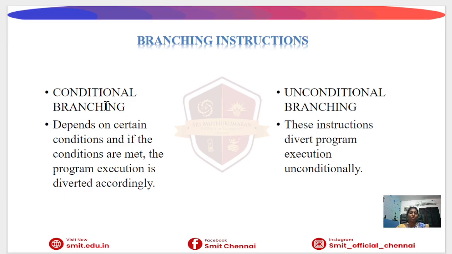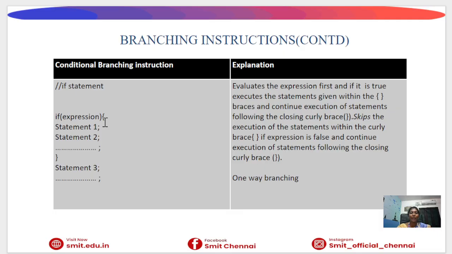Examples of conditional branching are if, else, and switch. For example, if we switch on the equipment or load, the fan will rotate. If we switch it off, the fan will turn off. So depending upon the condition, the execution changes. This is conditional branching. And unconditional means, for example, goto, break, continue. So these are the examples of unconditional branching.